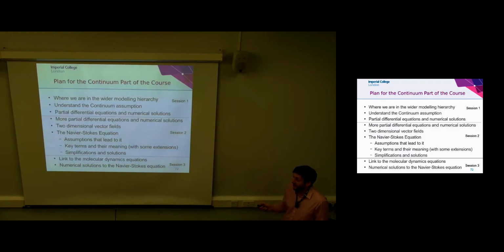I'll also talk about the derivation of the Navier-Stokes. That's going to be more mathematical, less computational, just so that we can understand exactly what's assumed in this, the key terms, what they mean, how we simplify that to actually then get back to things like Laplace's equation, and you can start to solve it in some special cases.